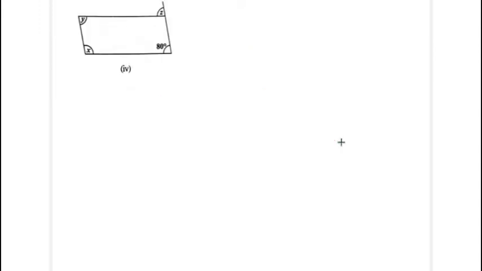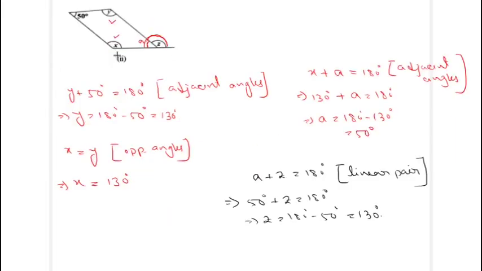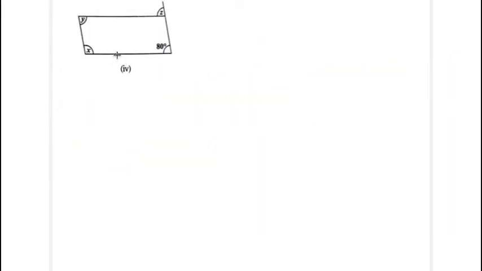Now come to question number 4. Four is again a simple question, similar to question number 2. So here x and 80. This is a parallelogram and x and 80 are adjacent angles. So x plus 80 degree is equal to 180 degree as they are supplementary adjacent angles.